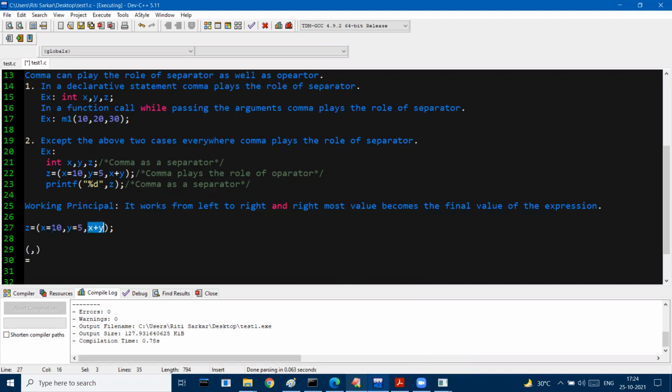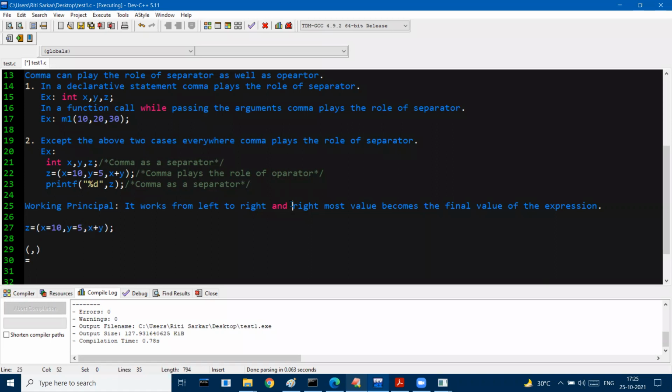So X plus Y means 10 plus 5, 15. It works from left to right. Now my working is done. I started from here. Left to right doesn't mean you will start from here. Left to right means inside this. I'm talking about left to right movement. So walking from left to right is done.